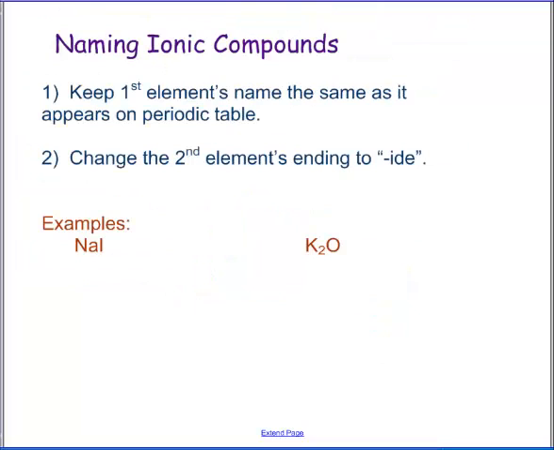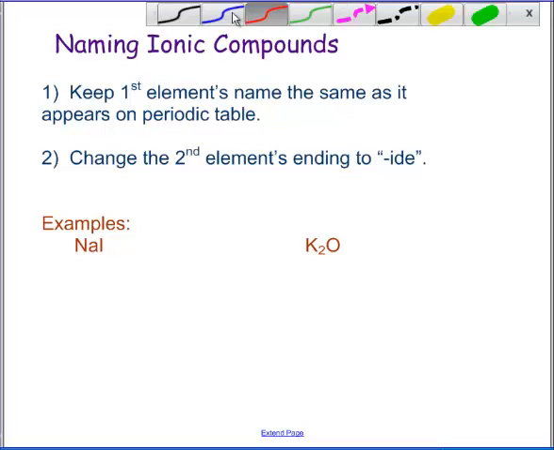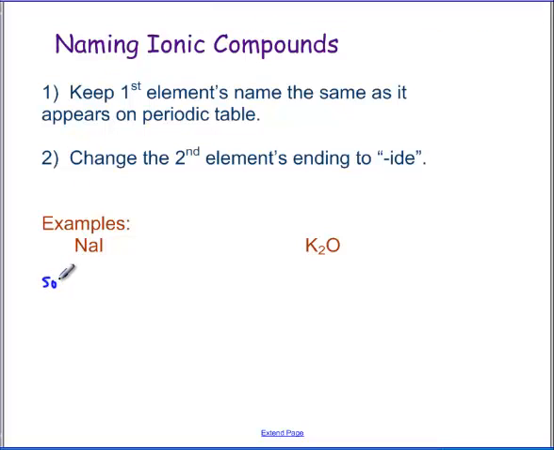Now we could also do the opposite. We could also be given a formula and asked to name it. And if you look here at the rules, it's very simple. We look at the first element, and all we do is write the element name down right from the periodic table. The second element we write down, but we change the ending of the element name to "ide." So if we do this first one, Na is sodium, I is iodine, but instead of writing iodine, I'm going to change the ending to IDE. So this ends up being called sodium iodide.